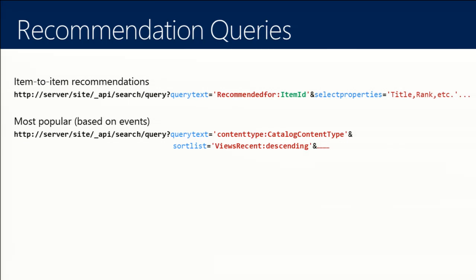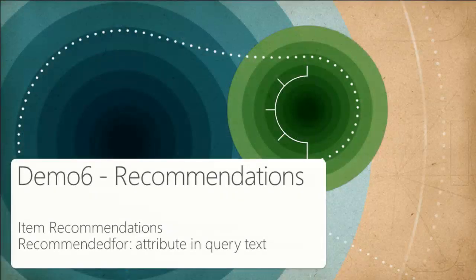For most popular searches, in this case, we limit the content to a certain group of items, to not really include also pages on your site. So we just say the content type of the catalog, to limit it to the catalog. And we sort the result with the views recent property in a descending order. All the details about that are available on the web. Right? Yeah. Everything is documented on the web. So let's do item recommendations then.